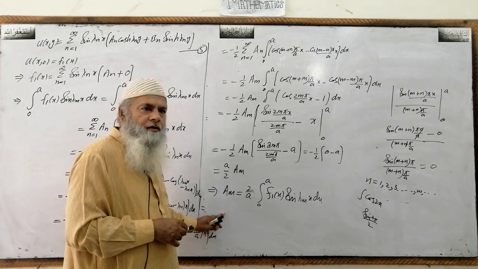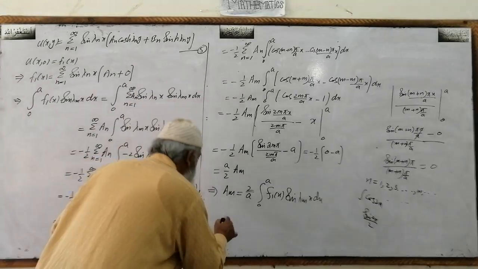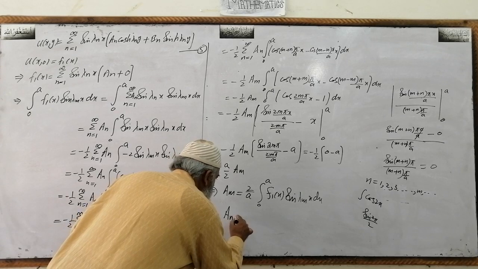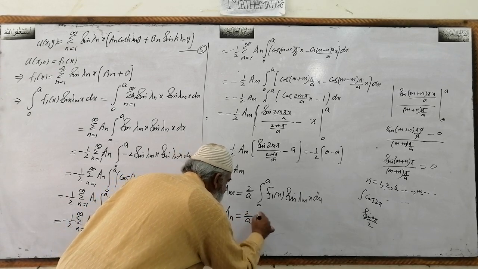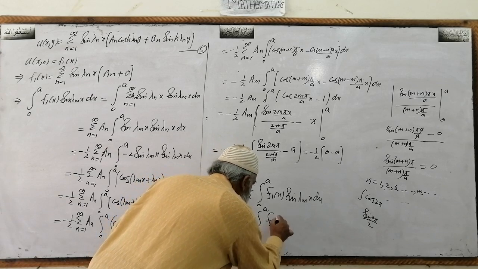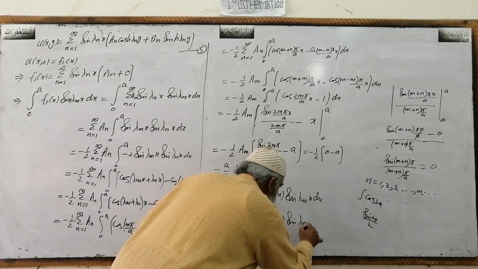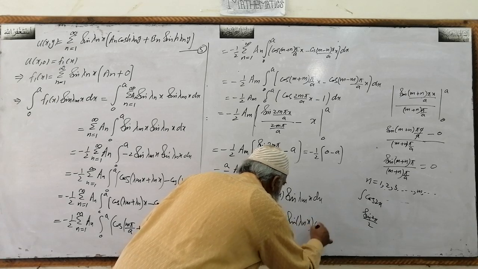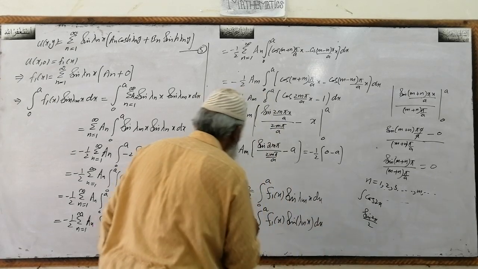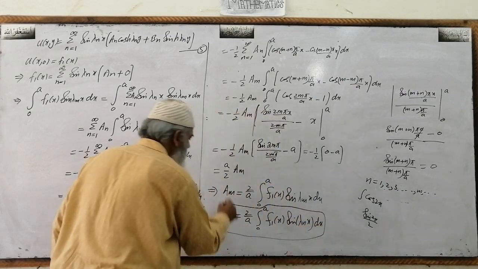What can we do here? Just replace m by n. Okay, this will become a n is equal to 2 over a integral 0 to a f1(x) sin lambda n x dx. This is the value of constant a n.